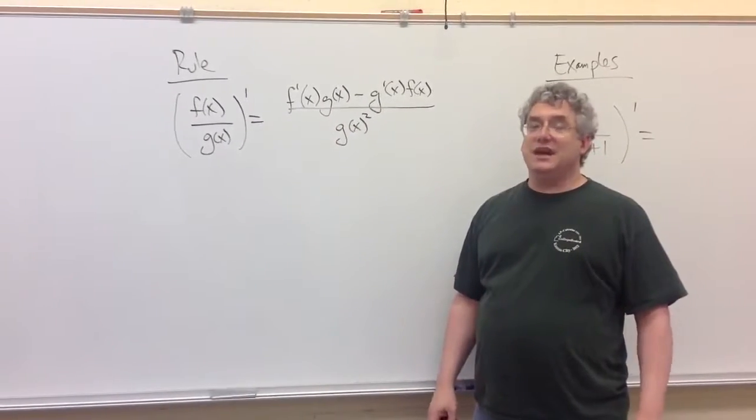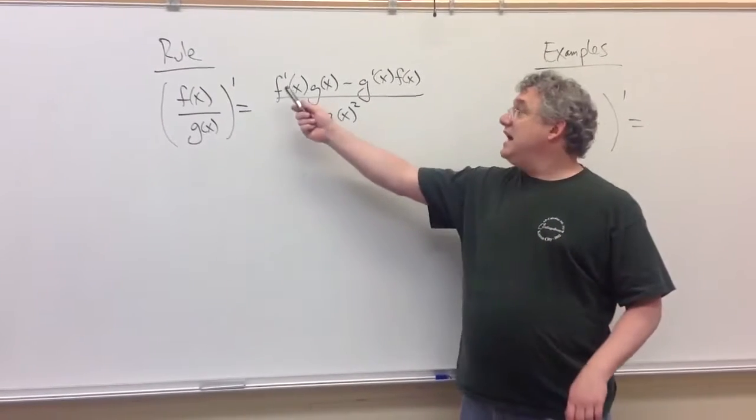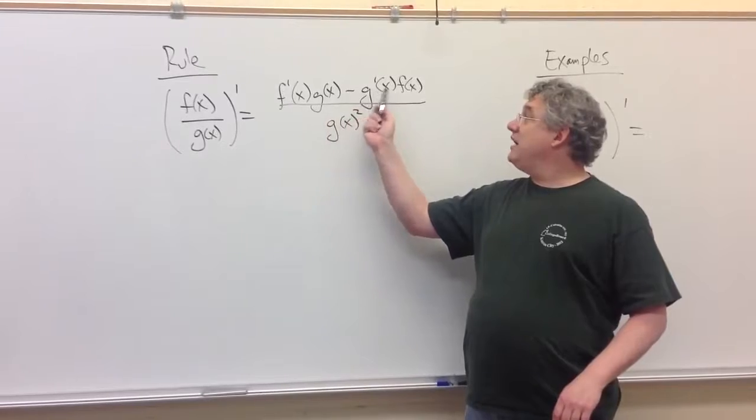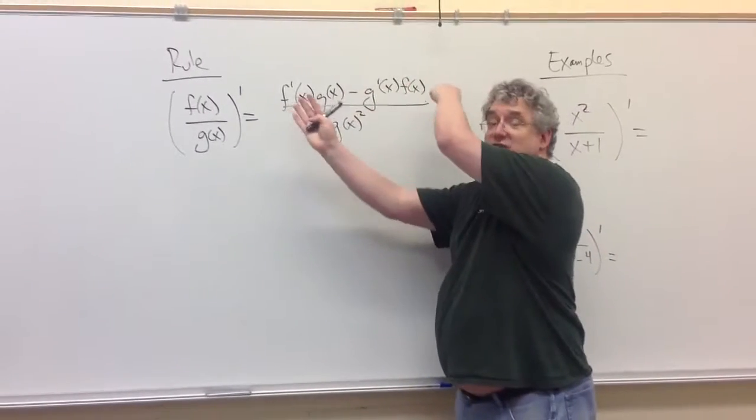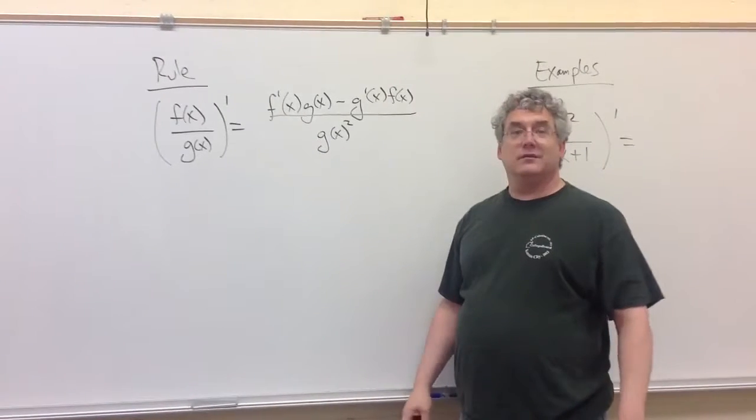Now minuses are tricky because minuses are not commutative. It's important to remember which one goes where. It's f prime g minus g prime f. Those are not interchangeable. And now it's also division, so there's something on the bottom, and it's g squared.